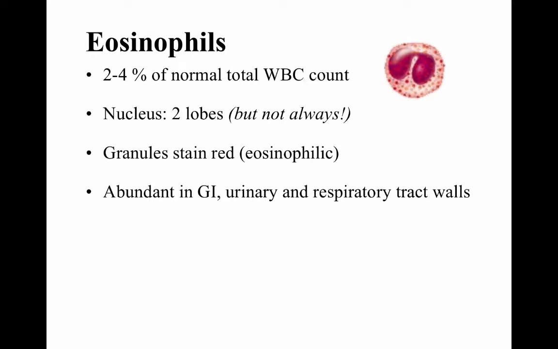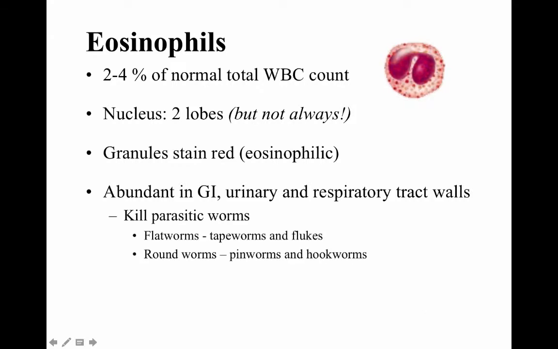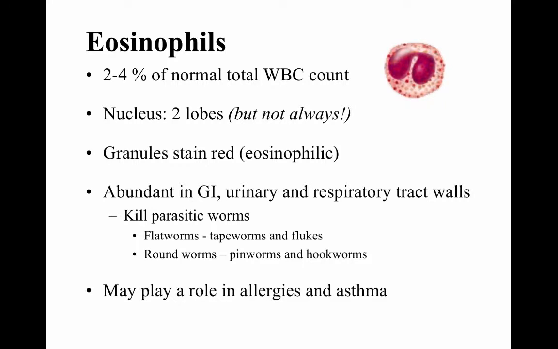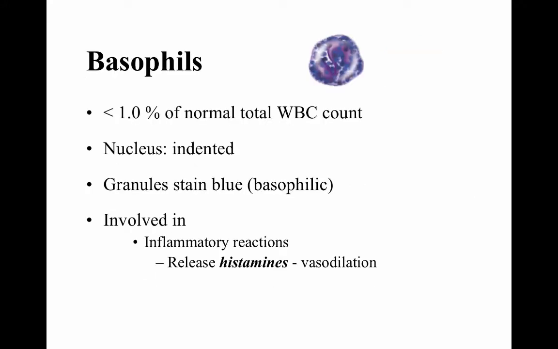Eosinophils are 2 to 4% of normal total white blood cell count. Their nucleus is 2 lobes in general, but not always. Their granules stain red, or eosinophilic. They're abundant in the gastrointestinal tract and the urinary and respiratory tract walls. They kill parasitic worms, which would include flatworms, tapeworms, and flukes, as well as roundworms, which would be pinworms and hookworms. And they may play a role in allergies and asthma in terms of creating somewhat of an inflammatory response to cause asthma.